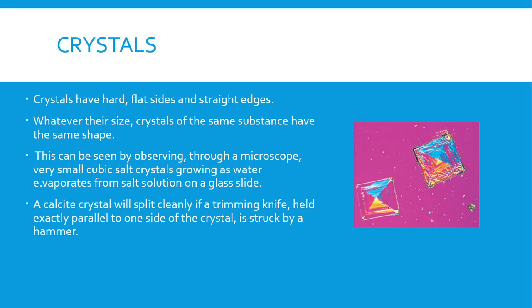This can be seen by observing through a microscope very small cubic salt crystals growing as water evaporates from a salt solution on a glass slide. A calcite crystal will split cleanly with a trimming knife. Okay, now that is just a note.